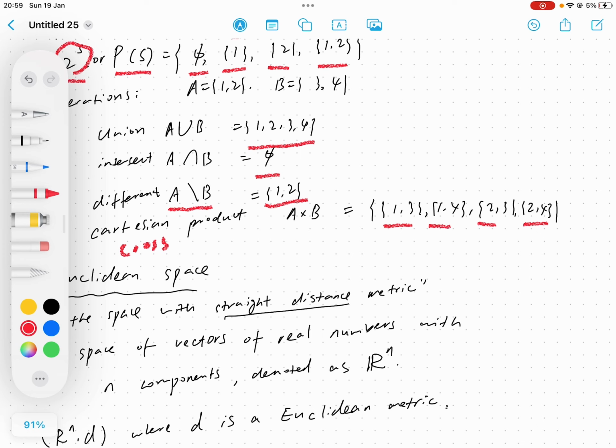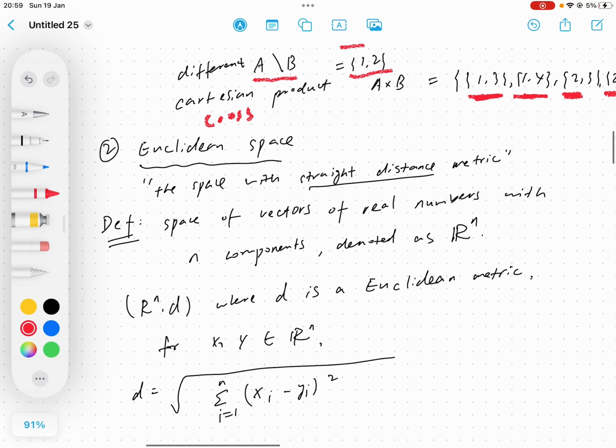Okay, so that'll be just pull one of each from either of A and B, then put them together as the new element, and put all of them together. Put all of them here, okay, as the new set. That'll be the Cartesian product or the cross product.